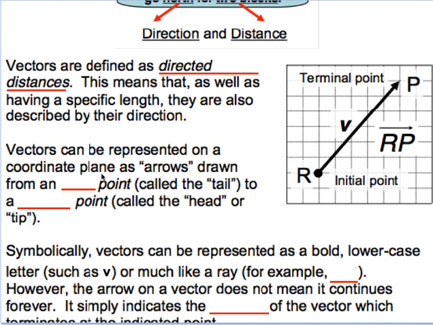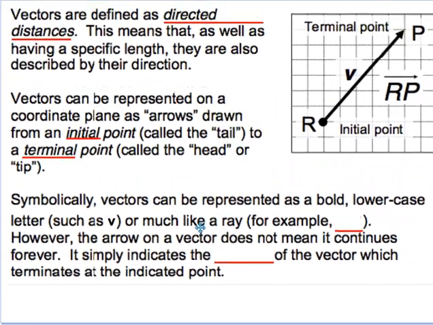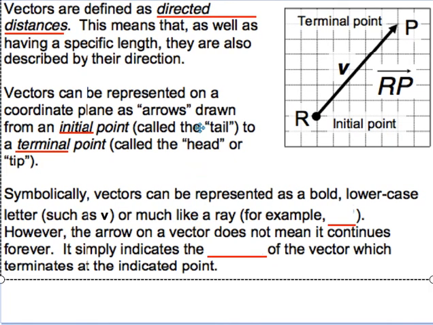Vectors can be represented on a coordinate plane as arrows drawn from an initial point called the tail to the terminal point called the head or the tip. Okay, guys, these are all very similar to things that we saw last year in the first unit. I know this is a lot of information I'm throwing at you right now, but it's really not that difficult. There's not very many formulas you need to recall and memorize. So just make sure you understand the concept that this arrow does not mean it's going to keep on going. Your vector stops here. This is the end or the terminal point, and this is the initial point here.